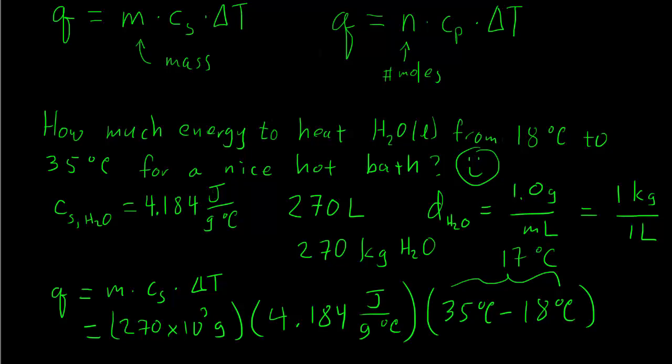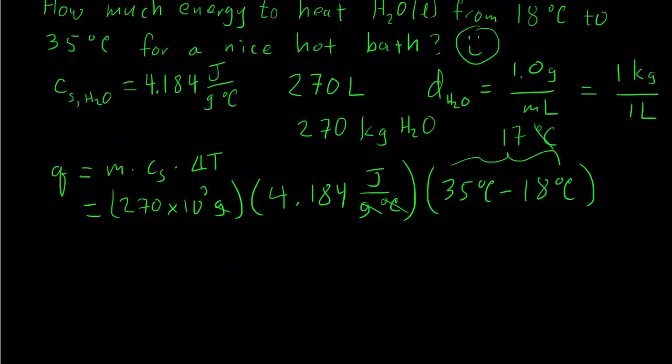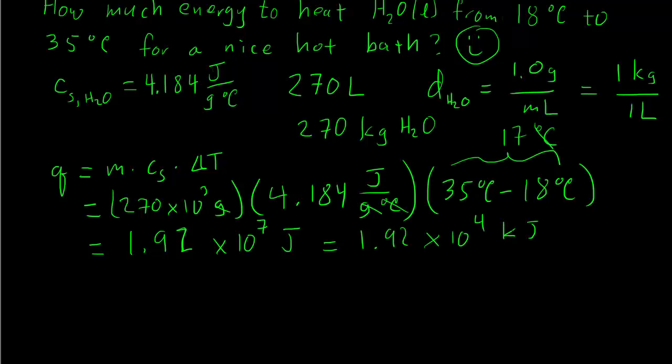And we see that the degrees C will cancel out here, and that the grams will cancel out here, leaving my only answer as joules. So I punch that into my calculator, and I get as a final answer that this is 1.92, not 7, 1.92 times 10 to the 7th joules. That's equivalent to 1.92 times 10 to the 4th kilojoules, or 19,200 kilojoules.